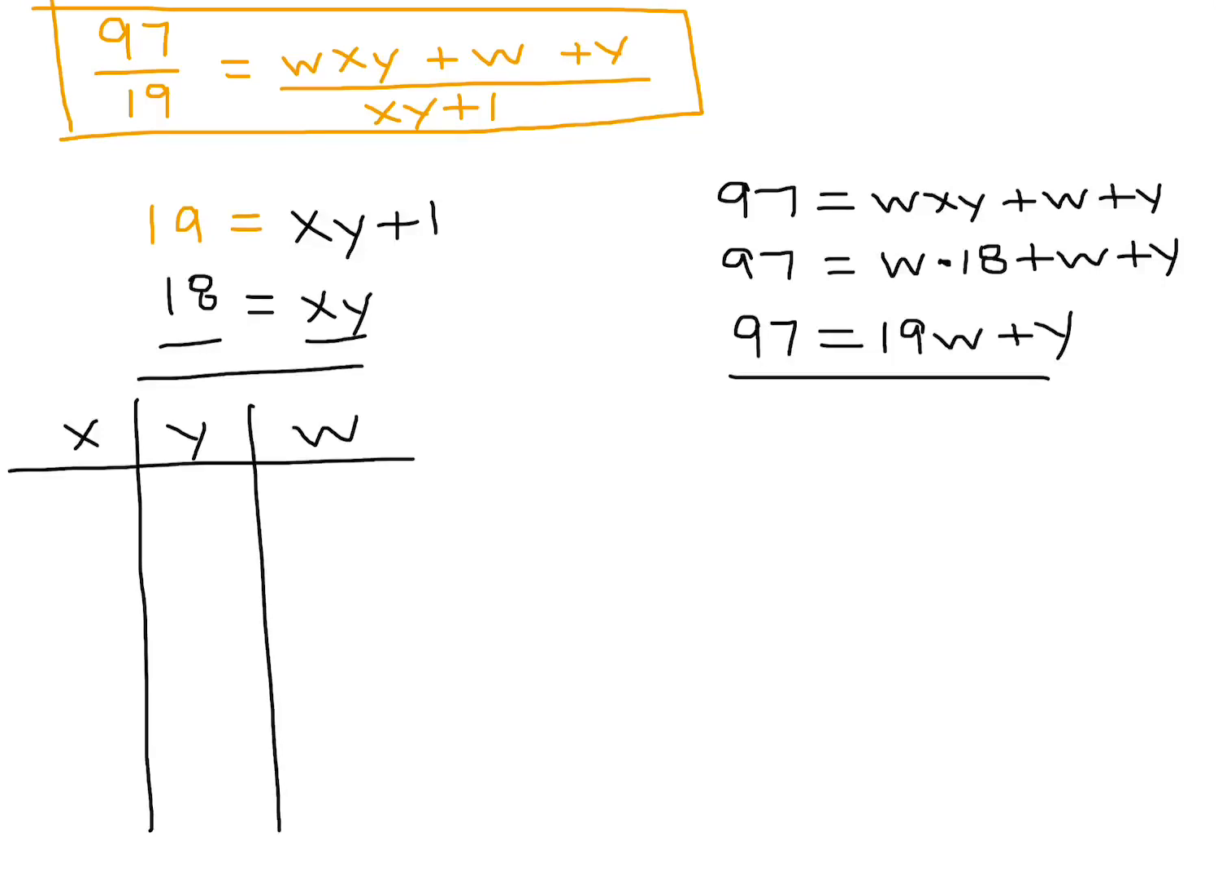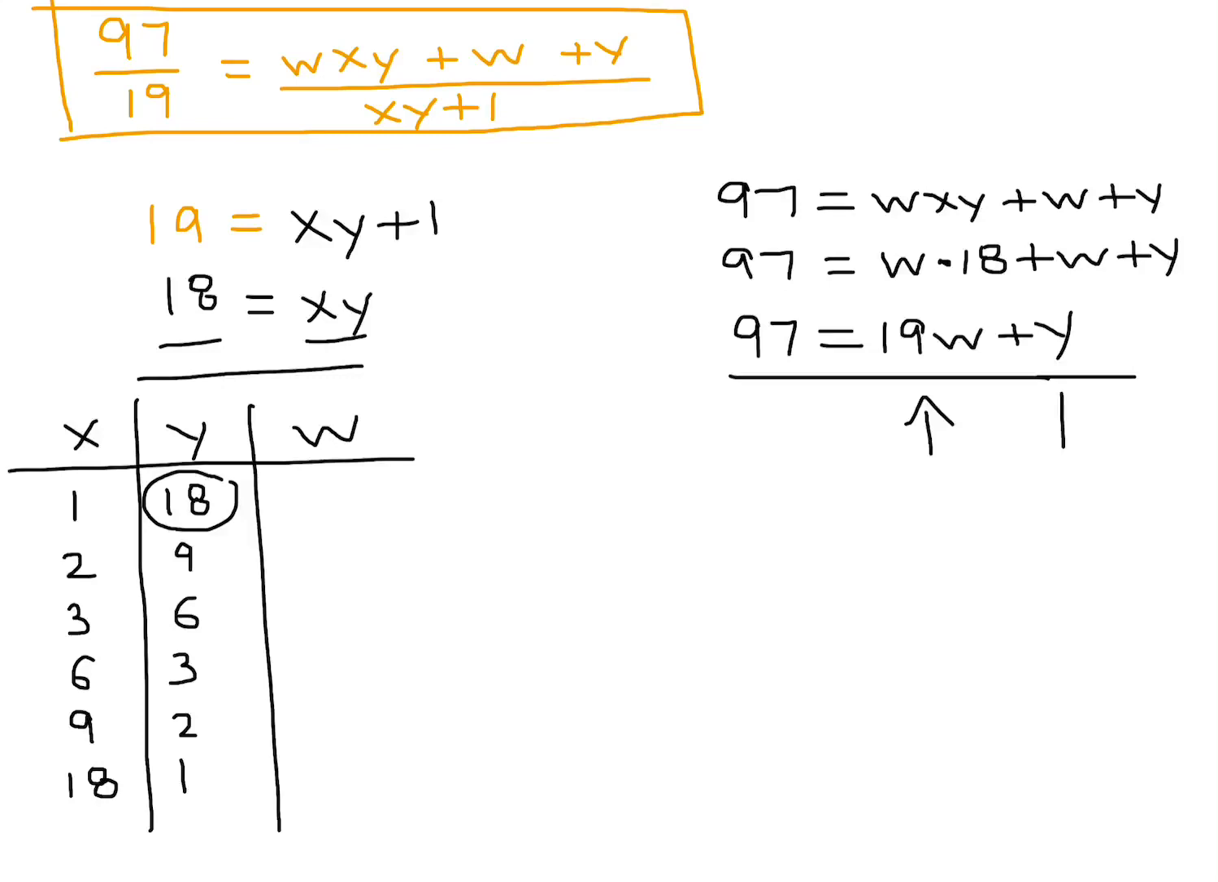So if x times y is 18, the only possible integer solutions are 1 and 18, 2 and 9, 3 and 6, 6 and 3, 9 and 2, and finally, of course, 18 and 1. So for each of these, we're going to just substitute back into this equation. And let's see what we get. So if y is 18, and you substitute y equals 18 here, and solve for w, you will get w equal to about 4.5.